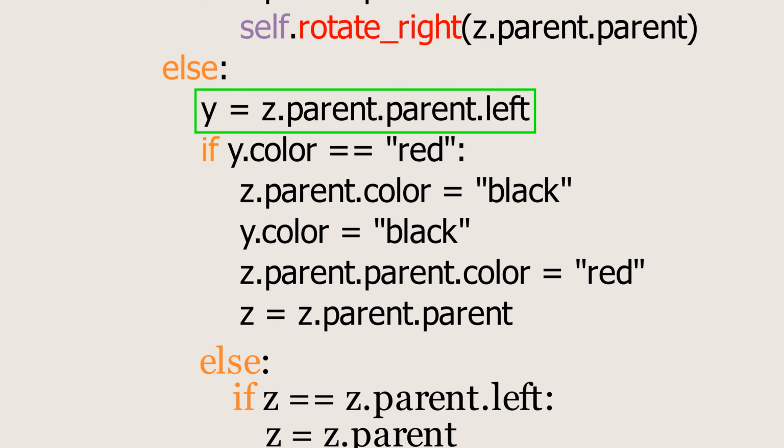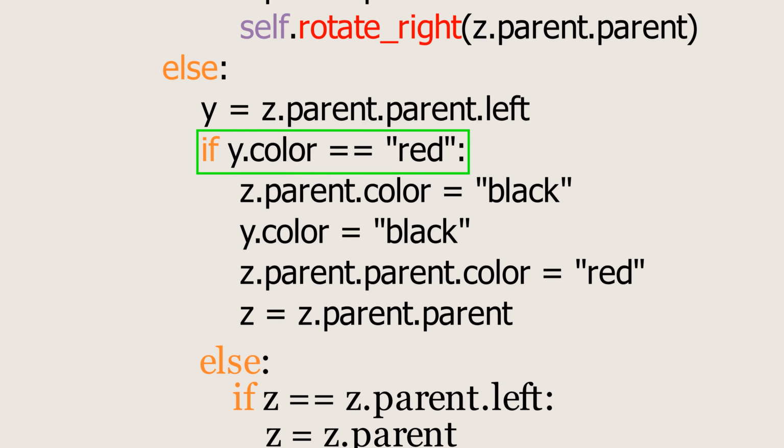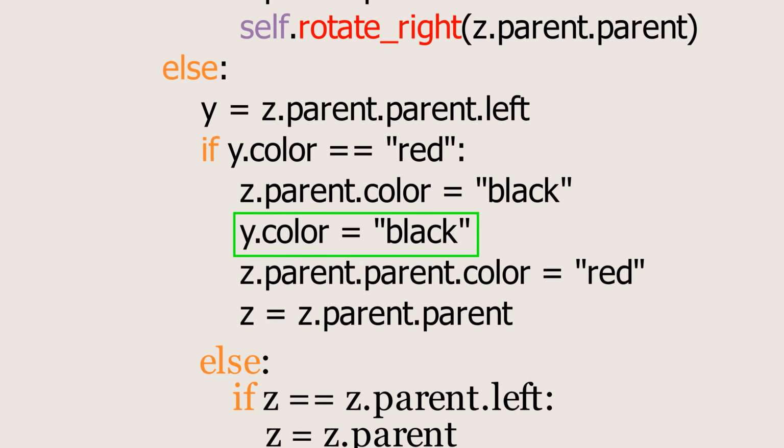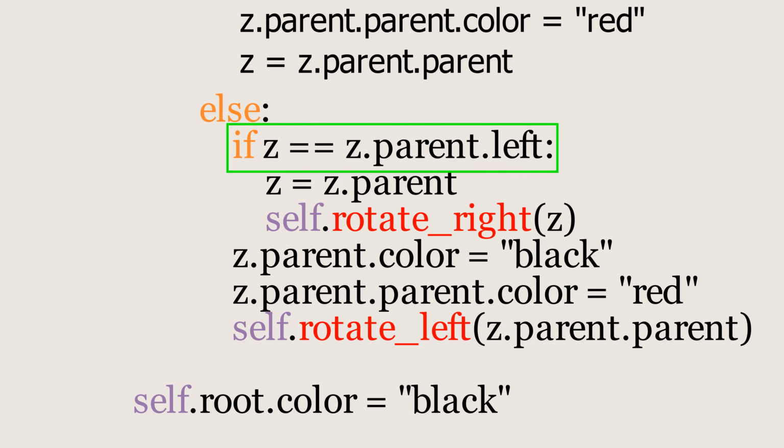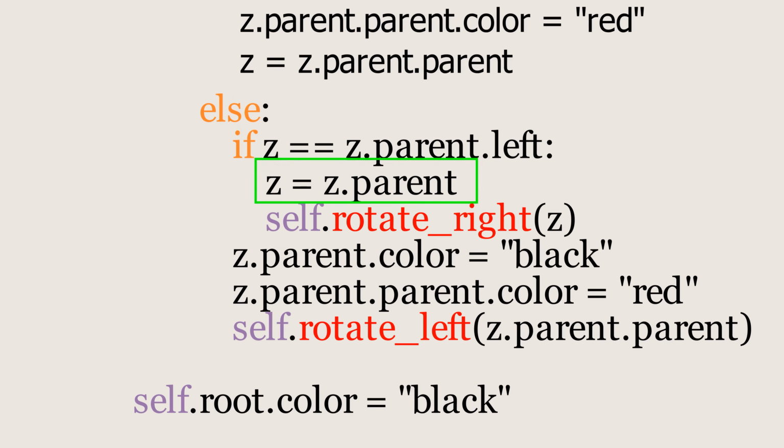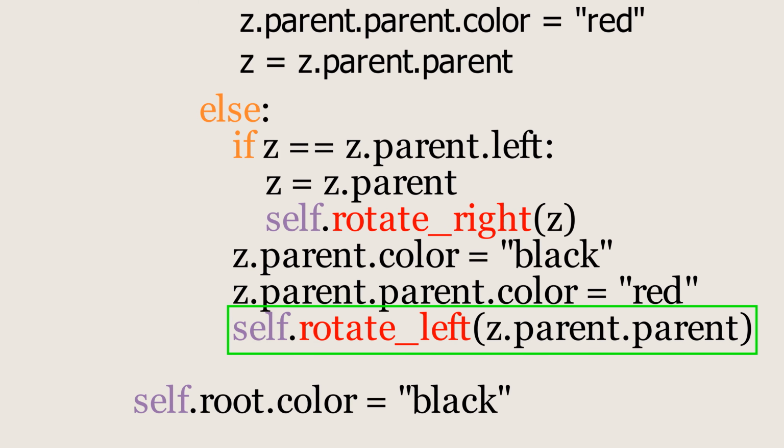If the parent is the right child of the grandparent, the process is symmetric. The uncle is now the left child of the grandparent. We apply similar logic. If the uncle is red, we recolor and move upward. If the uncle is black and the inserted node is a left child, we perform a right rotation, recolor, and then a left rotation on the grandparent.